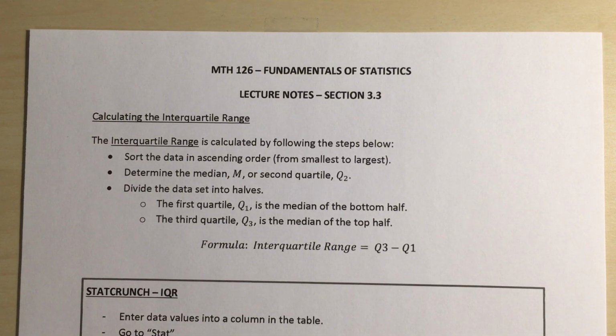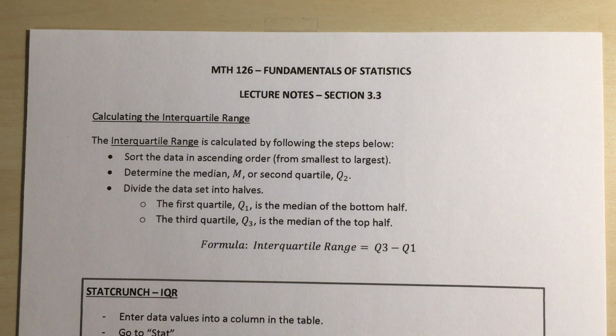The next thing that we're going to talk about in this section is calculating our interquartile range. Just like we did with our median, first we're going to start by sorting our data in ascending order from smallest to largest. Then from there, we're going to do exactly what we did. We're going to find our median.